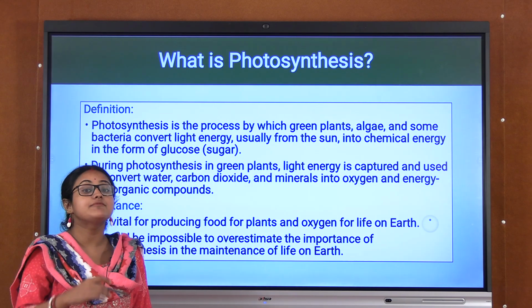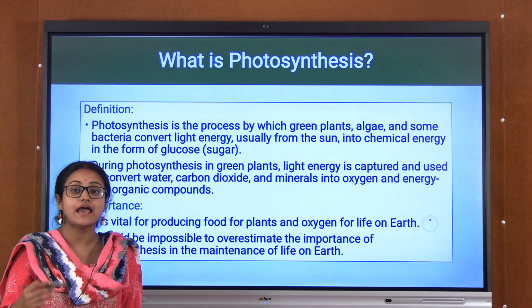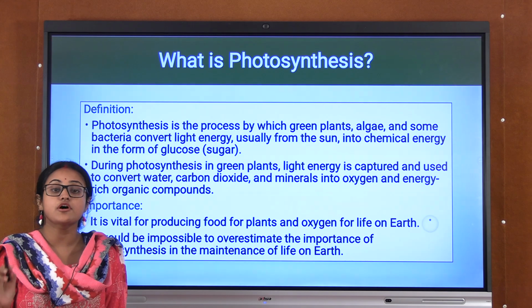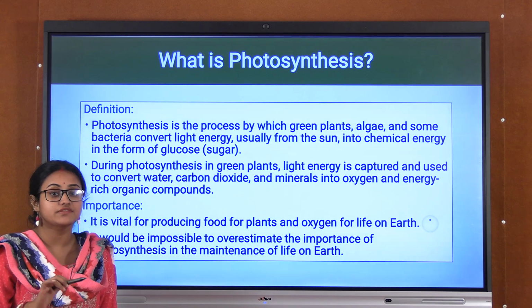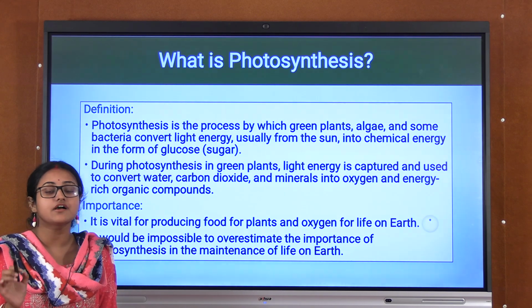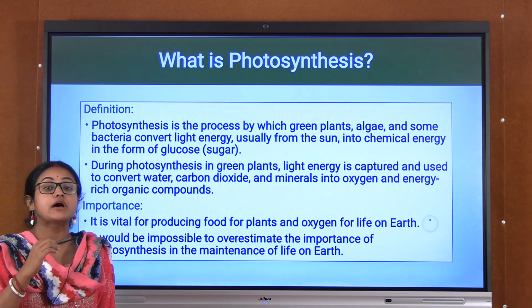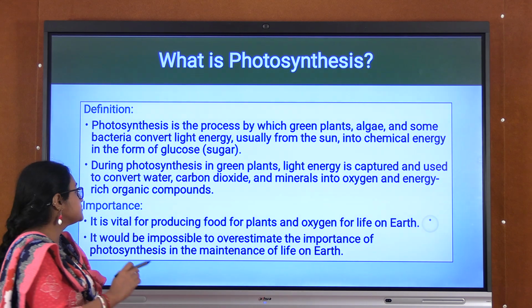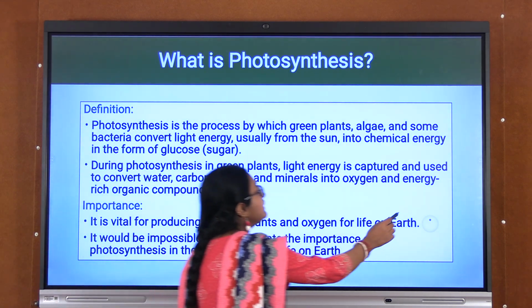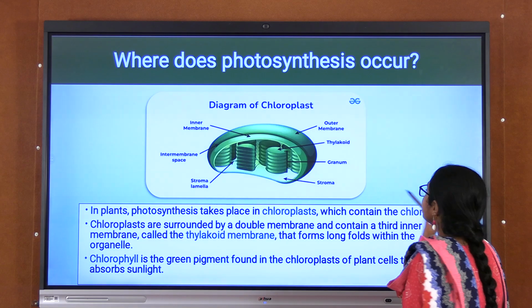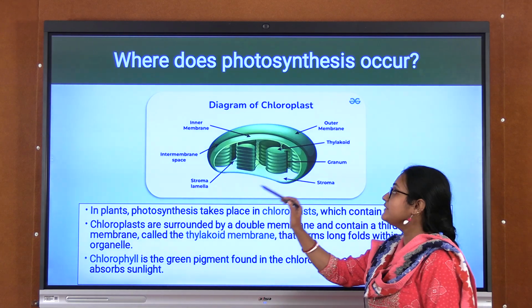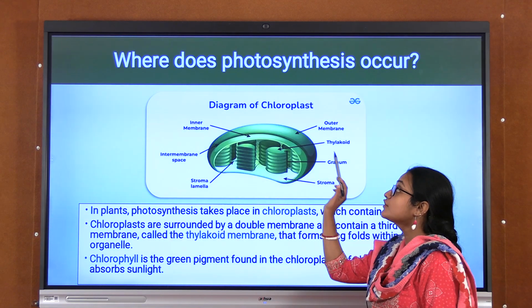With the help of sunlight, water and carbon dioxide, the food of the plants, which is glucose, C6H12O6, a carbohydrate, is produced, as well as oxygen, which is required for our respiration. It happens in a particular part of green plants, known as the chloroplast.